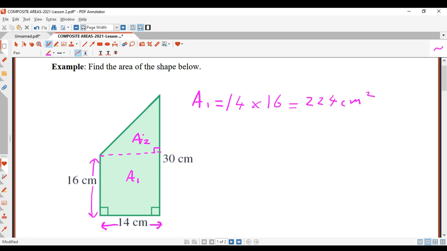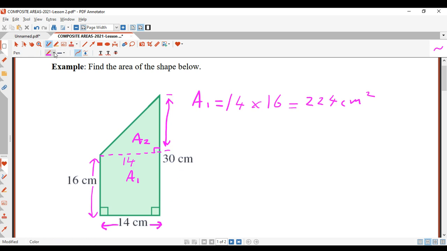Now for area 2, which is the triangle, we need to work out the base of the triangle and the height. Now the base of the triangle is going to be 14. You can see that there, that's 14 there. So this must also be 14. All right, now the height of the triangle is not 30 though. The height of the triangle just goes from here up to here. So what you're trying to do is find that distance there, okay? So how do you do that? Well, what we do know is that the full length of this right-hand side is 30 centimetres.